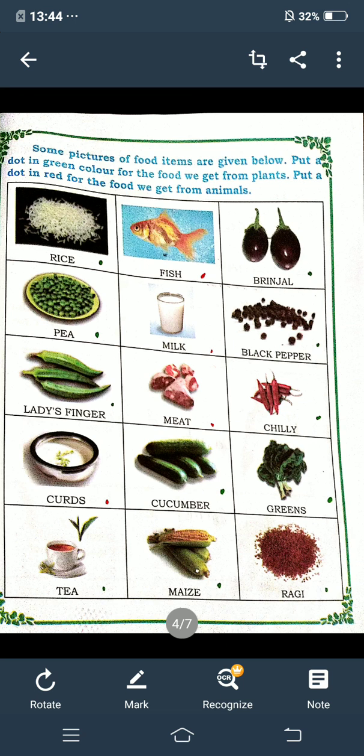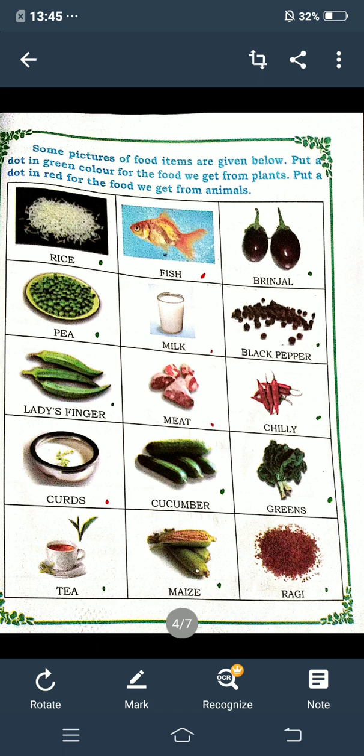Next, some pictures of food items are given below. Put a dot in green color for the food we get from plants and put a dot in red for the food we get from animals. I have colored with red ink and green. You must also do in your textbook like this. First one is rice. Rice we get from plants, so you must put a dot with green color for that one. Next is fish. It is also food from animals, so put a dot with a red color pencil.